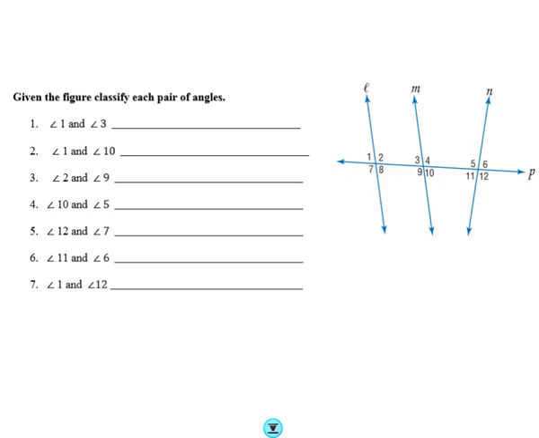It says, given the figure, classify each pair of angles. So now we have 3 lines and then line P. So this is again acting as my transversal. So the relationship between angles 1 and 3. So notice I'm not really worried about these right now. I'm just focused on 1 and 3. So if I take these 4 corners and these 4 corners and almost pick it up and lay it on top of each other, 1 and 3 match positions, so those would be corresponding angles.